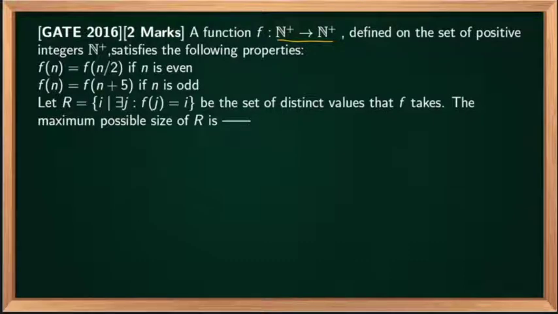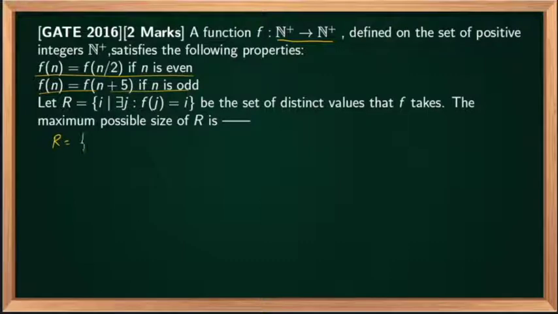f(n) is equal to f(n/2) if n is even, and f(n) is equal to f(n+5) if n is odd. And it's given that set R is the set of values i such that there exists a j where f(j) is equal to i.